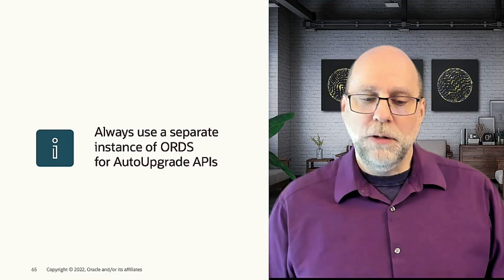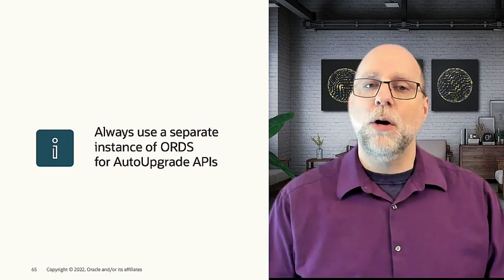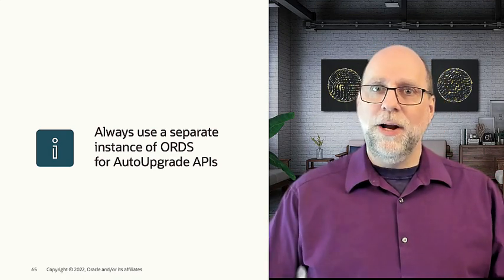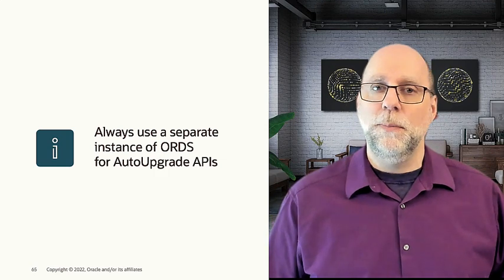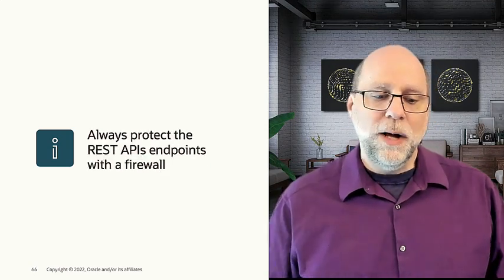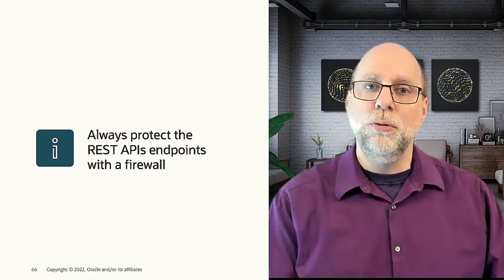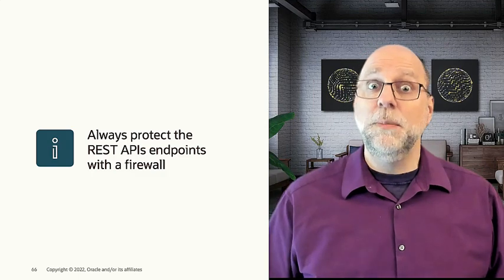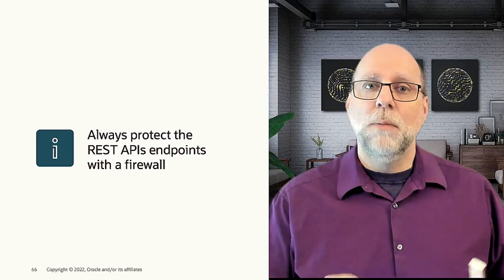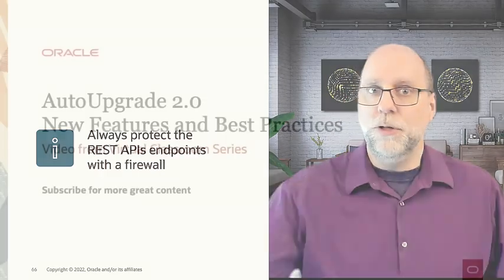A couple of tips here. First is to use a separate instance of ORDS for the AutoUpgrade functionality. The reason for that is that performing an upgrade is not something you want just anybody to be able to do. So when you're accessing remotely via a REST API, you want to make sure that that instance is very focused in what it is being used for, because it's essentially doing sysdba work, upgrading a database. And you want to have that instance protected by a firewall so that only authorized users are able to upgrade your databases remotely.